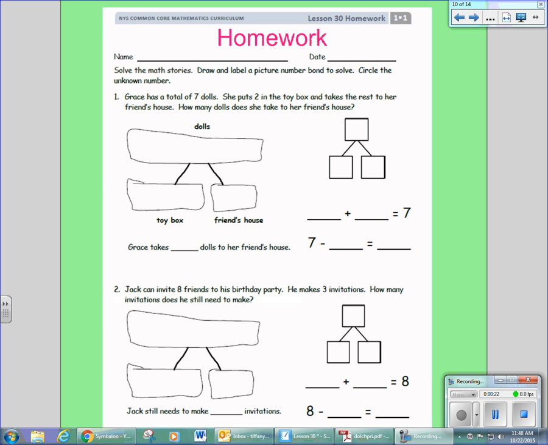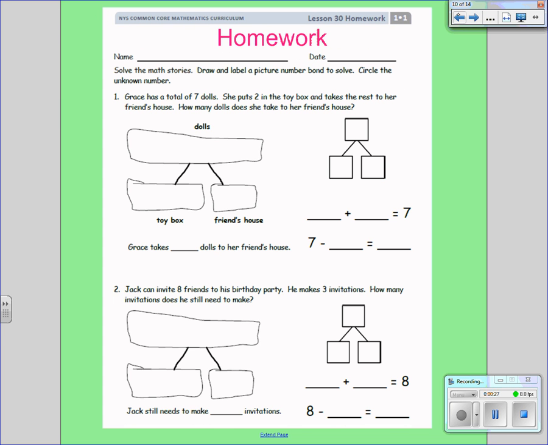So we've got four problems for math. We've got two on the front side, two on the back. On the front, we've introduced not only a number bond, but also over here is a picture bond. So they're going to have to fill out a picture bond that matches the story.